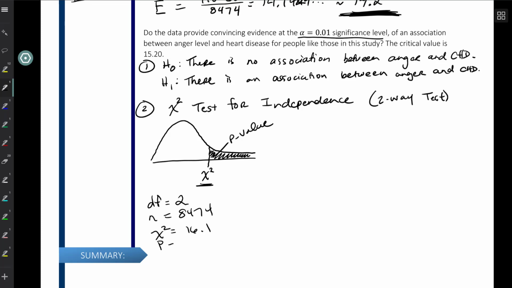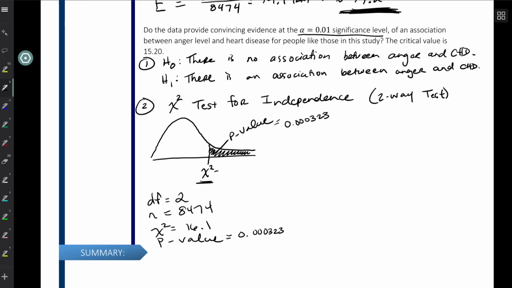a p-value that was very, very small, of 0.000323. So that means this area is 0.000323. That's an extremely tiny area. That's less than 1% chance, right? What we're saying is that if there really is no association between heart disease and anger level, then we only had a less than 1% chance of getting data like this, where we see that, hey, somebody with high anger seems to be more likely to get heart disease. So it looks like there's an association.